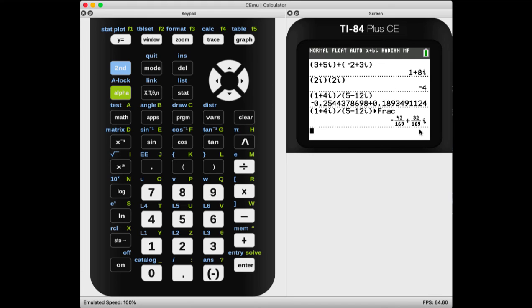So hopefully you found this useful, and this can be helpful to you. Again, if you have a different model calculator, I'm sure a quick Google search could show you how to do this on your calculator as well.